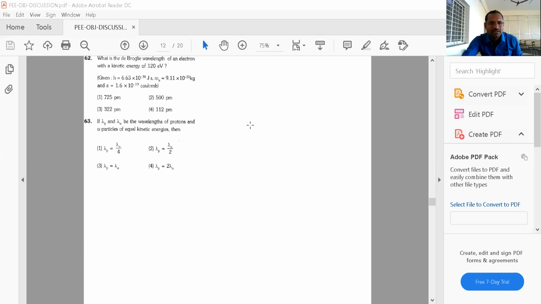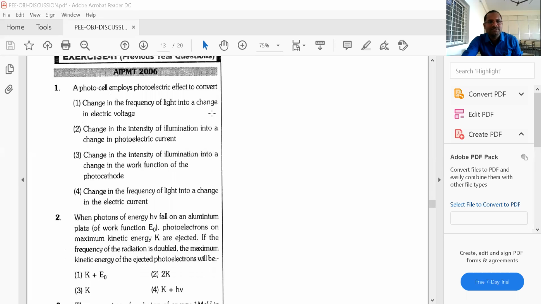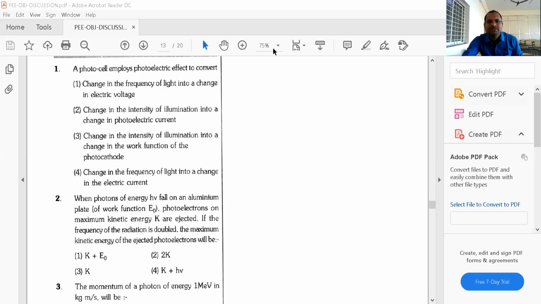63 over. Now previous year questions. See here, these are previous year questions. Okay, let us see them. A photocell employs photoelectric current to convert. Okay, photocell, what will it do? Simply, it will change the incident photon intensity into electrical energy. That's it. So, first option: changes the frequency of light into changing the electric voltage.